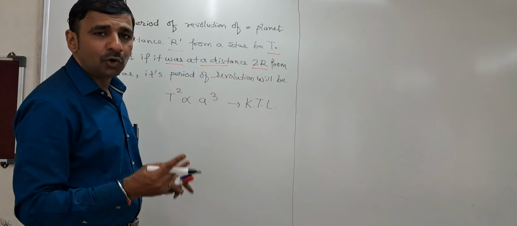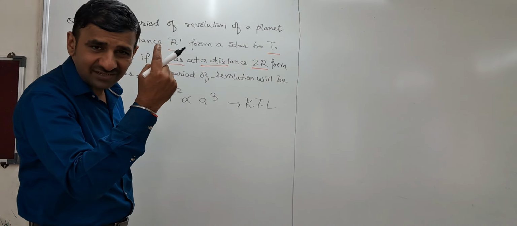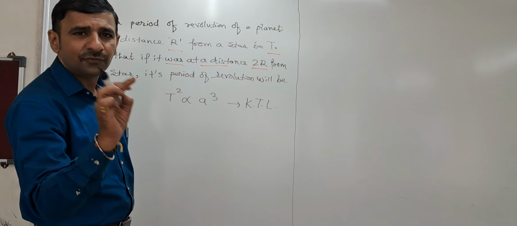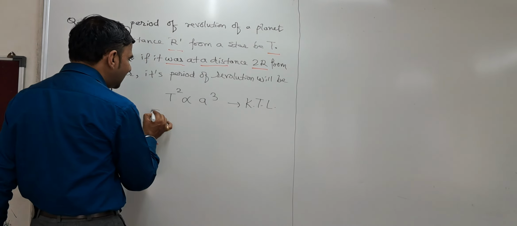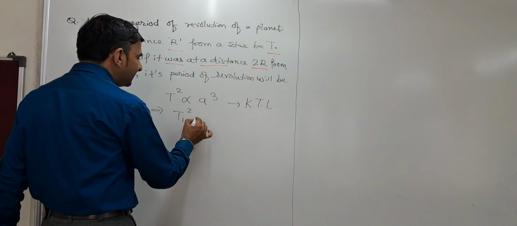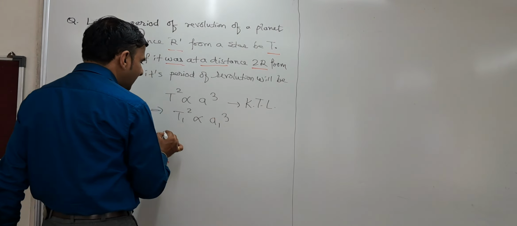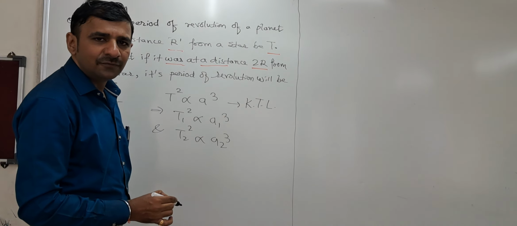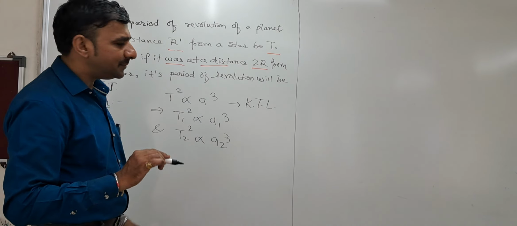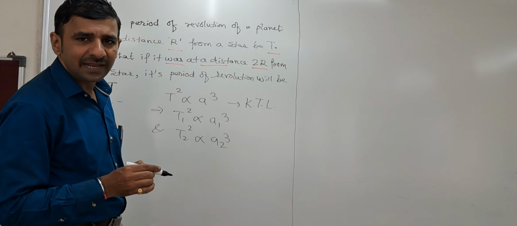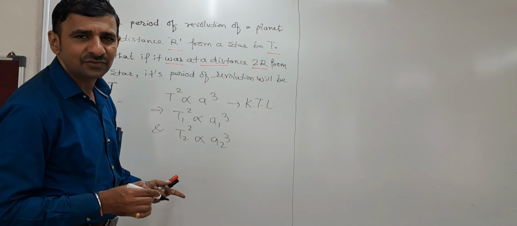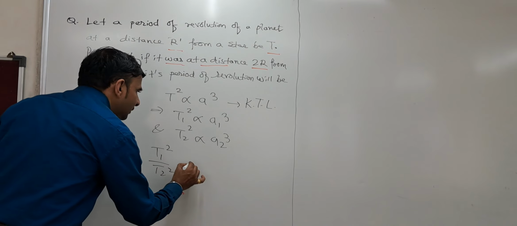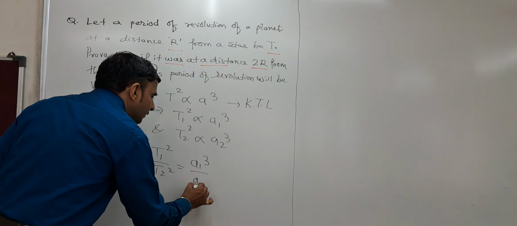Now we are going to use this for two conditions, the initial and the modified condition, or the first one and the second one. So I am going to write this for the first and second condition. This lets me write t1 square proportional to a1 cube and t2 square proportional to a2 cube, right? If we take the ratio of these two, whatever the proportionality constant is, it would cancel, and we can use it directly while solving the question, right? So let us move on. I will be getting t1 square upon t2 square is equal to a1 cube upon a2 cube, right?